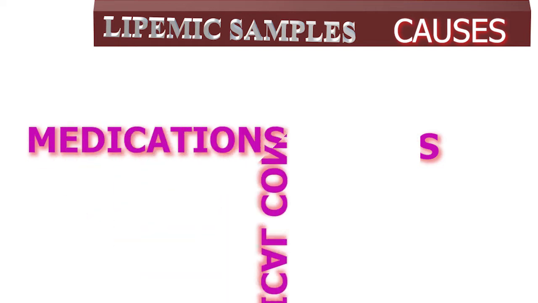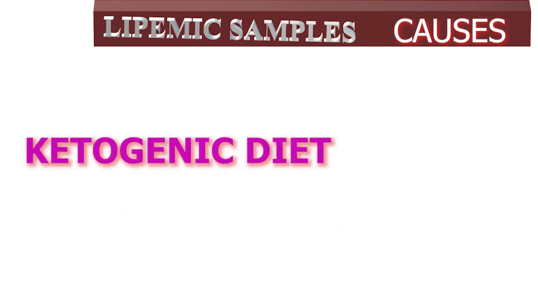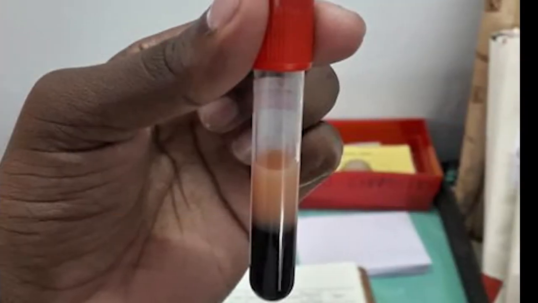Medications that indirectly cause lipemia include glucocorticoids, antiretroviral medications, and non-selective beta-adrenergic antagonists. Ketogenic diets used in the treatment of epilepsy can lead to lipemic sample collection. Lipemic samples contain high levels of triglycerides, consisting of chylomicrons and very low density lipoprotein particles, which cause turbidity.